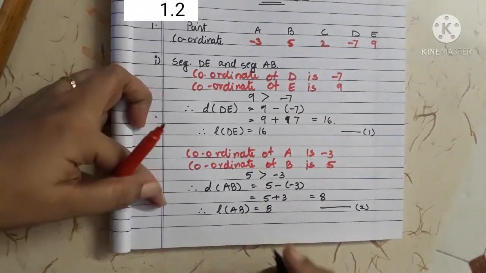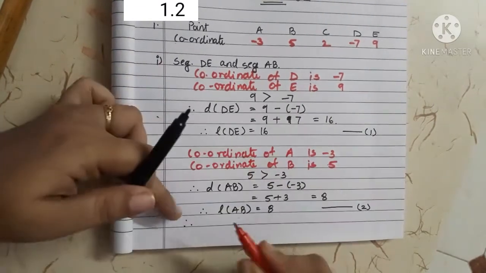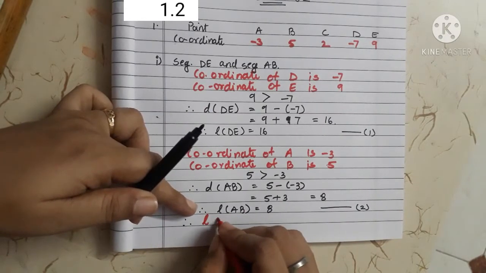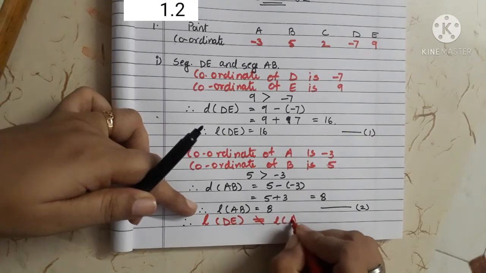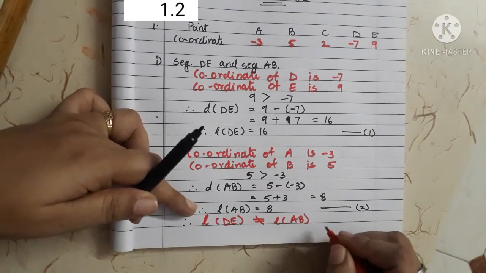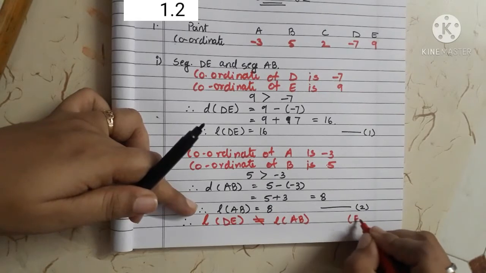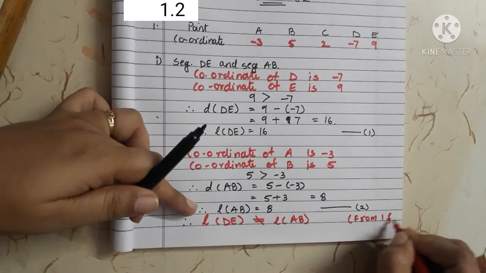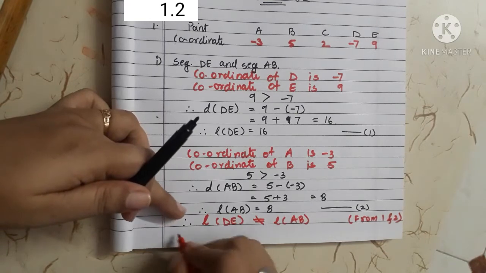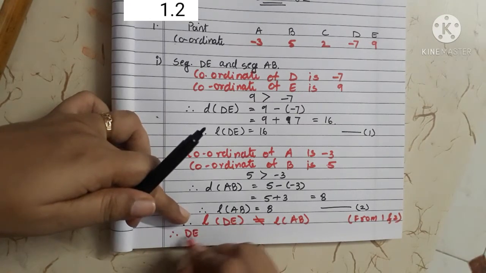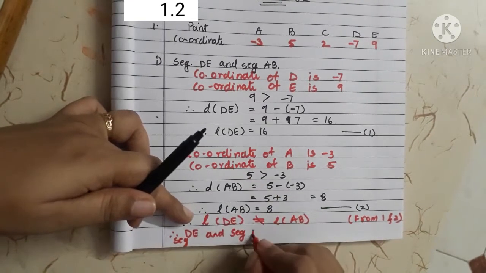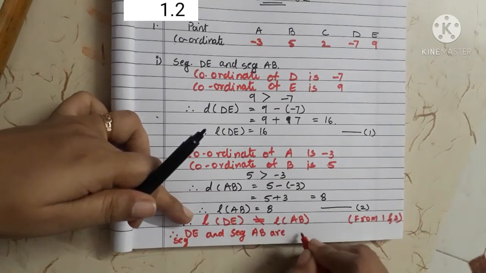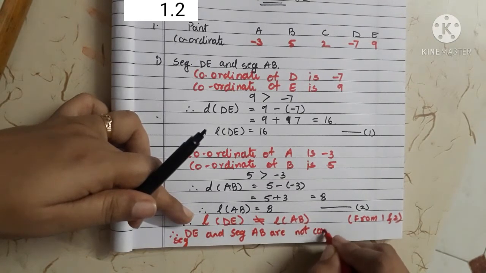So therefore, we can say that length of DE is not equal to length of AB. Okay, so how did you get this? From 1 and 2. Okay, therefore segment DE and segment AB are not congruent.